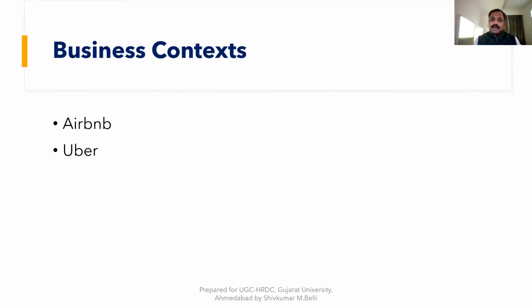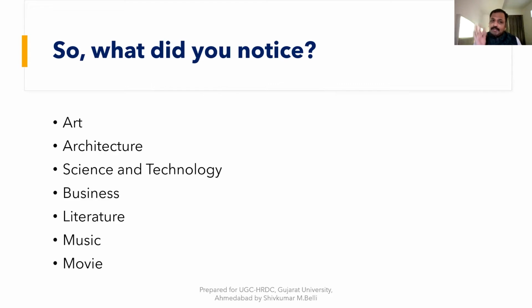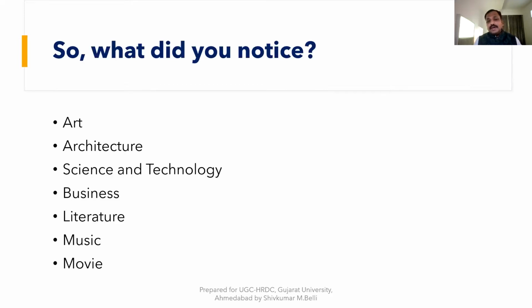So, a creative person again. Look at business, Airbnb, Uber. They don't have their own product, they don't own cars, they don't own any home or any space, but still they are on top. So what did we notice here is that creativity is all pervasive. It's in art, architecture, science and technology, business, literature, music, movie, education, it's everywhere. But today what we are doing is making an attempt to go into detail and understand the nuances of creativity.